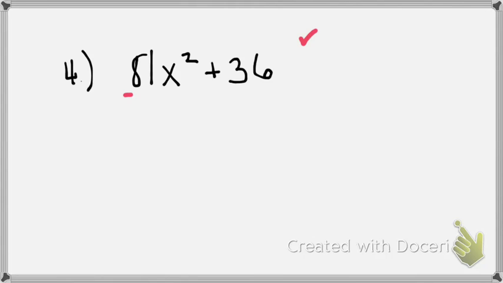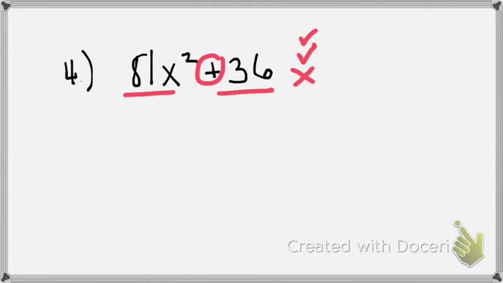All right, I'm jumping to number 4 from your practice problems. 81x squared plus 36. All right, going through our checklist, two terms, yep. Perfect square, check. Difference between the two, fail. That means this problem cannot be factored using the difference of squares factoring formula.